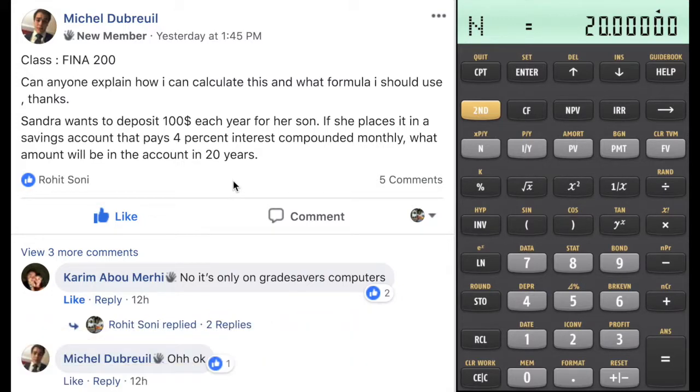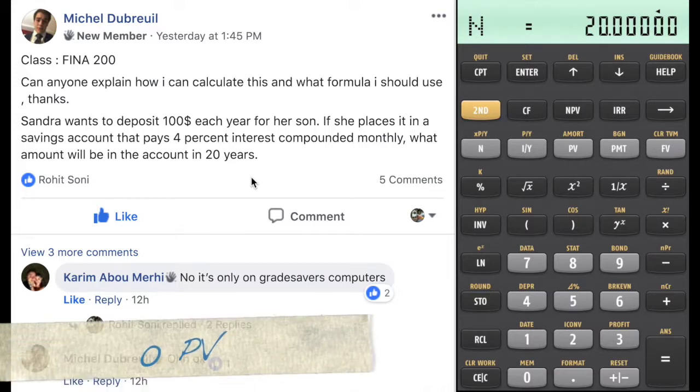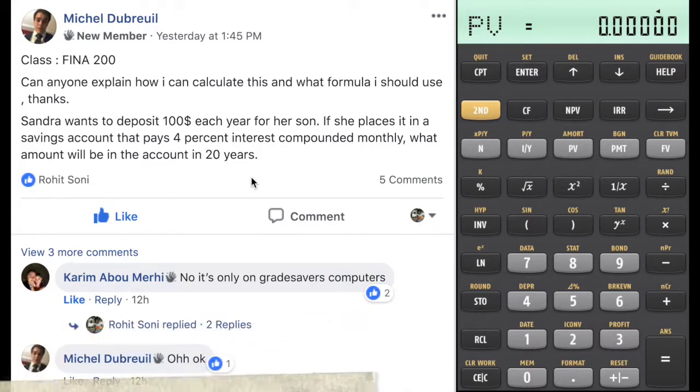Now in this example, we're trying to look at the future value. We want to know what the balance is going to be in 20 years. So we're simply going to ensure that our present value is set to 0 by pressing 0 followed by PV. And present value should be 0 because there's no single deposit made in our account today. Sandra is essentially placing 100 at the end of each year. Had there been an additional deposit made into our account at time 0, in this case present value would also have a number assigned to it.